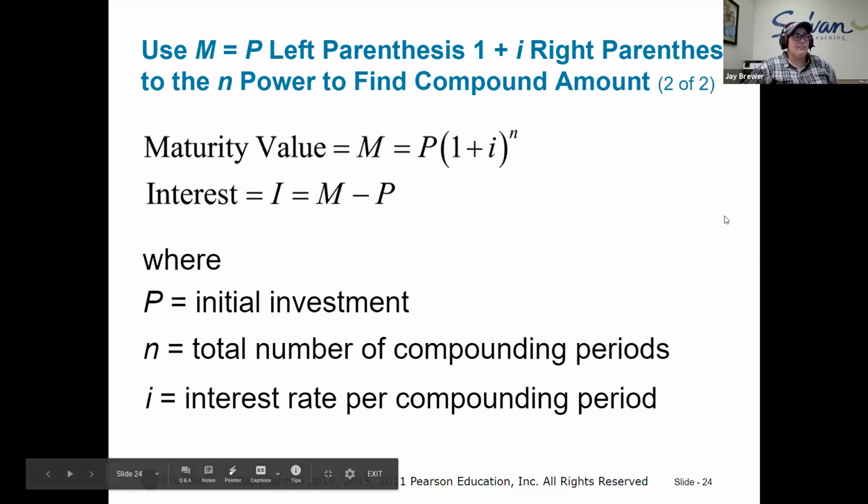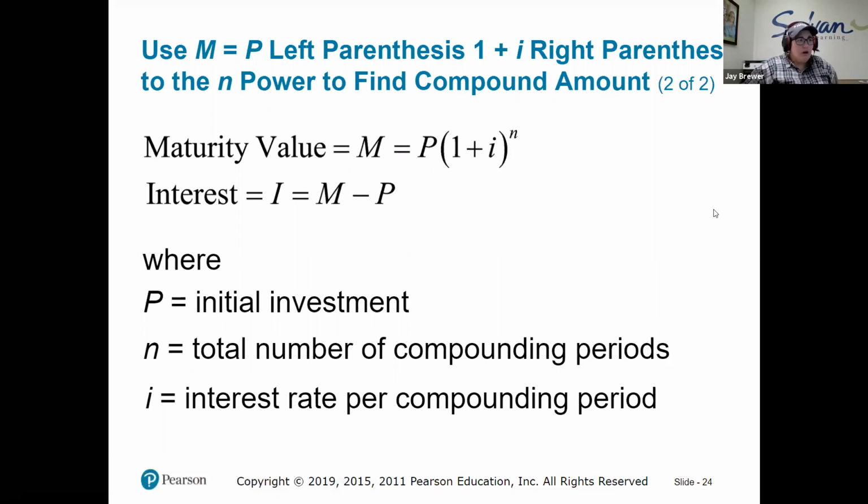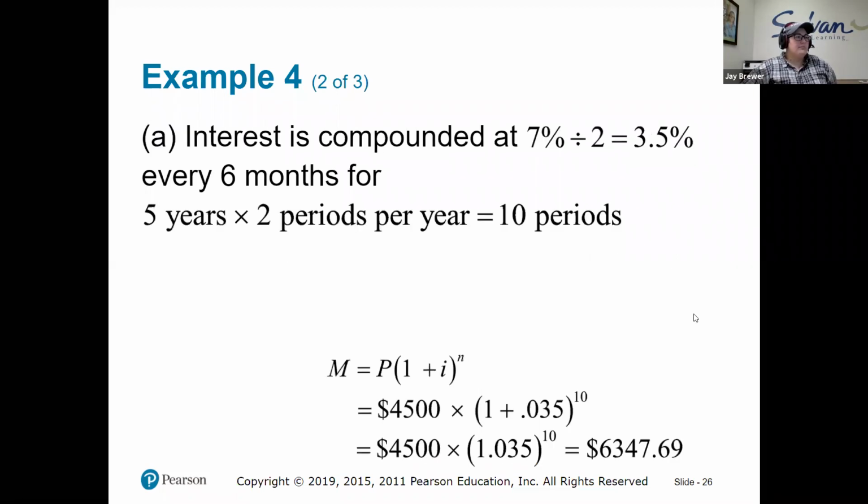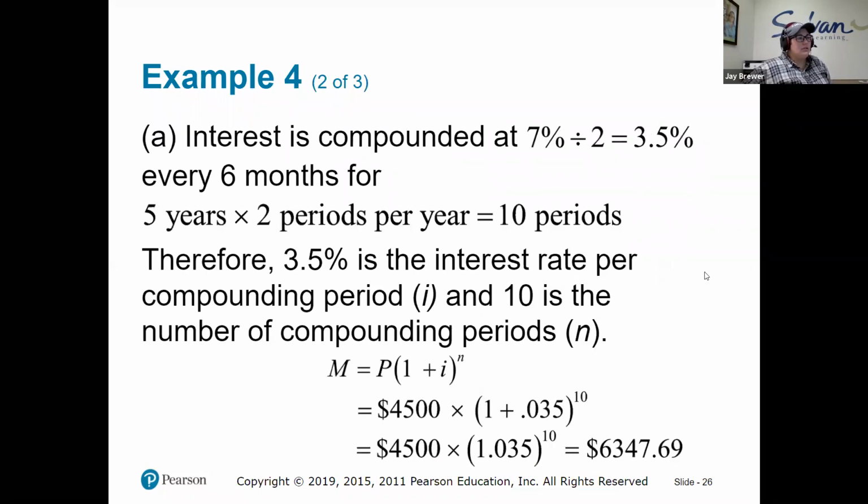Questions on that? If you get confused on your homework, I guarantee you that's where part of your mistake will be. Let's look at an example. An investment at Bank of America pays 7% interest per year compounded semi-annually. Given an initial deposit of $4,500, use the formula to find the compound amount after 5 years and find the compound interest.